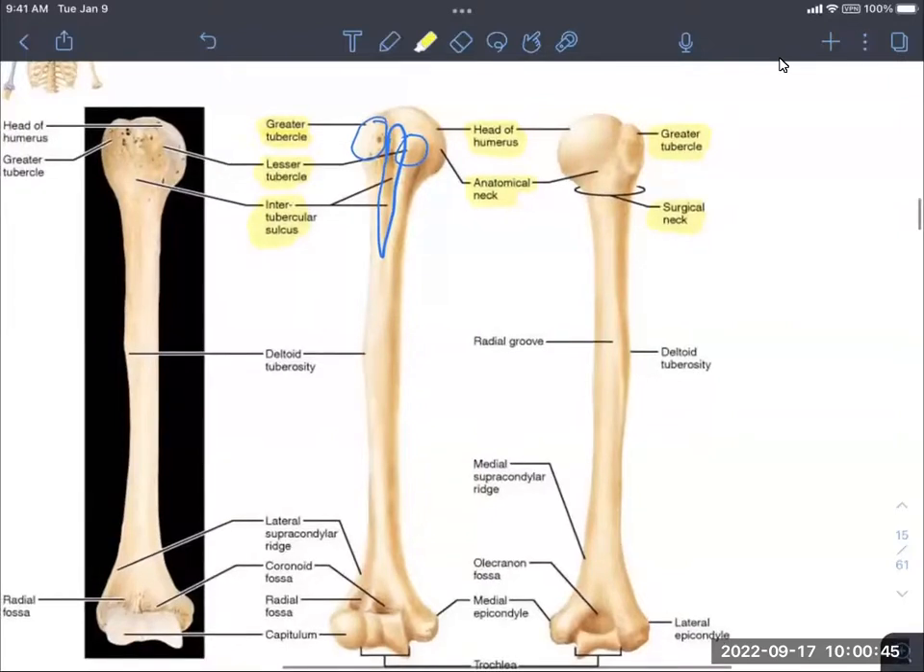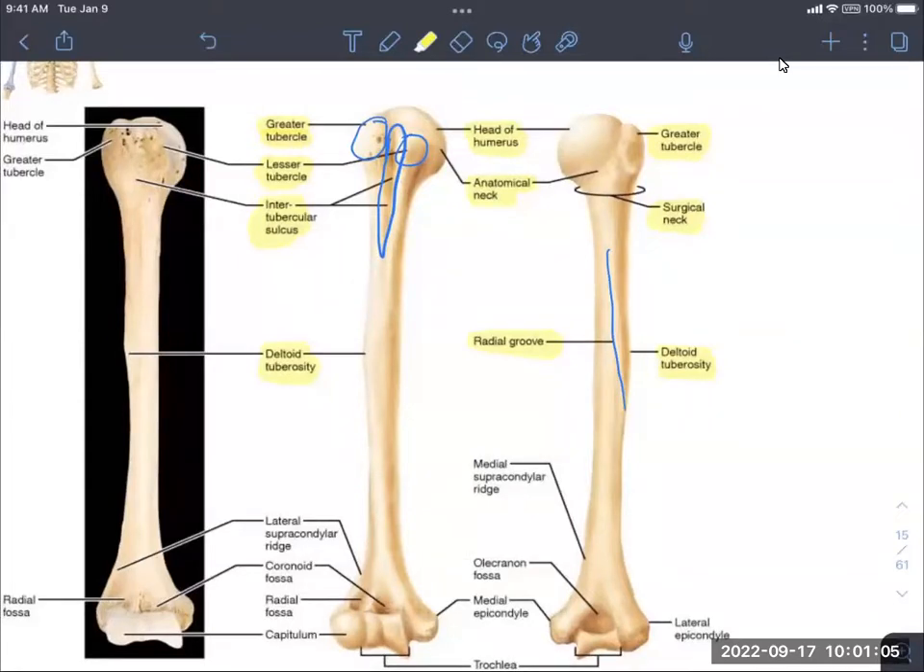You can see that deltoid tuberosity. You see that radial groove, this kind of groove that follows the bone? That's where the radial nerve follows. We have the deltoid tuberosity.